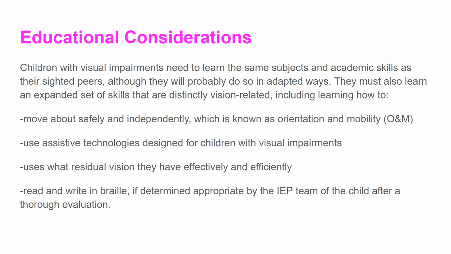Educational considerations. Children with visual impairment need to learn the same subjects and academic skills as their sighted peers. Although they will probably do so in adapted ways, they must also learn an expanded set of skills that are distinctly vision related, including learning how to move about safely and independently, which is known as orientation and mobility. Use assistive technology designed for children with visual impairments. Use what residual vision they have effectively and efficiently. Read and write in Braille if determined appropriate by the IEP team of the child after thorough evaluation.